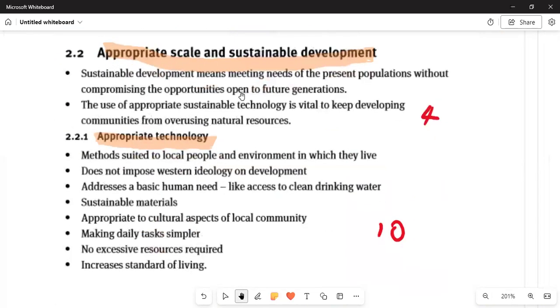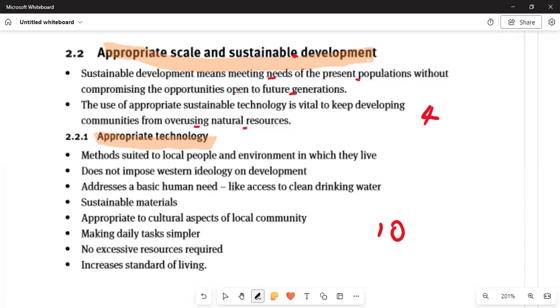Okay, before we are moving there, we've got to discuss now the aspect pertaining to appropriate scales and sustainable development. So remember that if ever we are developed as a country, we must also sustain for the future generations so that they can have that sustainable development. It means meeting the needs of the present population without compromising the opportunities of future generations. Number 2, we also need to discuss the use of appropriate sustainable technologies, vital to keep developing communities from overusing natural resources such as coal fuel. That is for 4 marks.